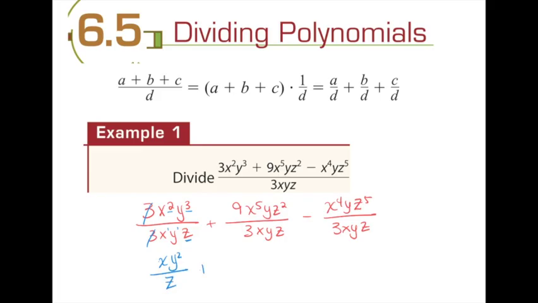Then I'm going to go to my next piece. What is 9 divided by 3? 3, and so I have a 3 in the numerator. I have x to the 5th over x to the 1st. On top, 5 minus 1 is 4. I have a y over y. Well, that is just going to cancel out. Anything divided by itself is just 1. And then I have a z to the second power over z to the first power.